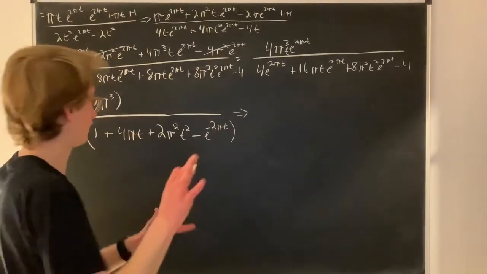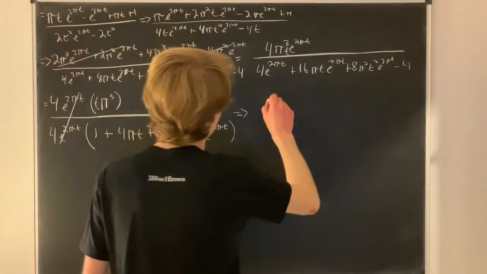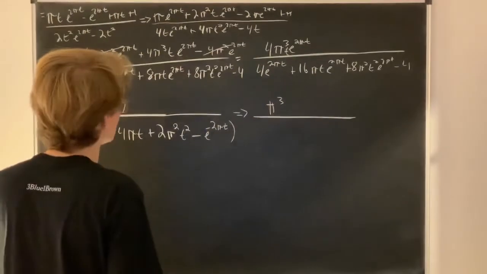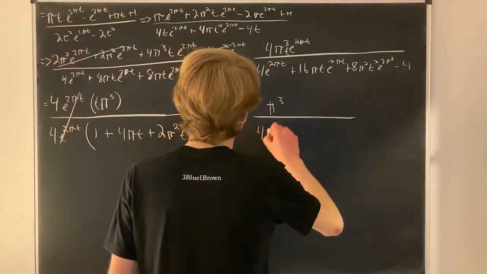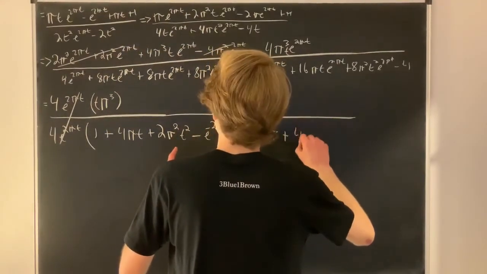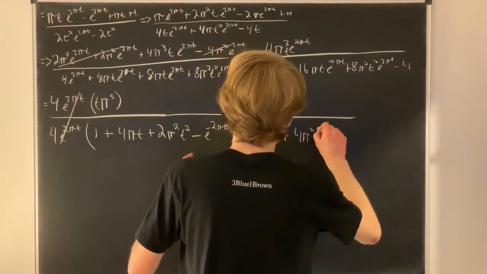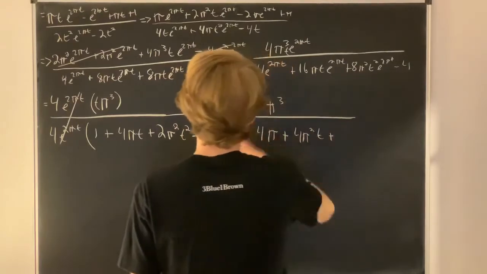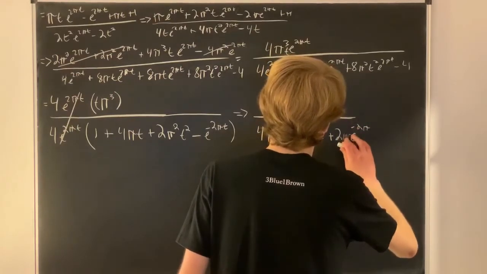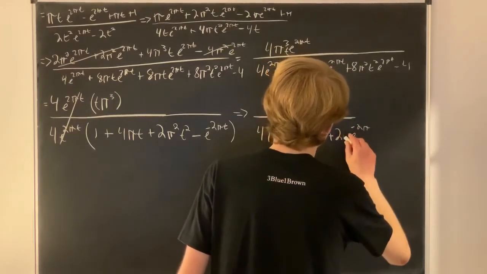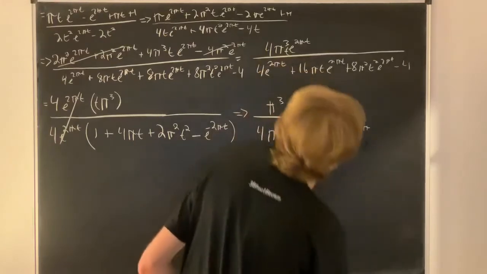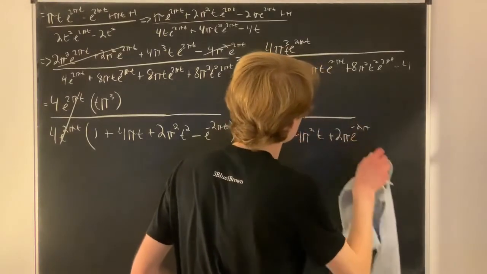Third time, and final, I promise. So I'll take it over on the top, and you're simply left with pi cubed. Denominator, 1 goes away, 4 pi. This would just become plus 4 pi squared t, and then this is going to be 2 pi e to the negative 2 pi t.